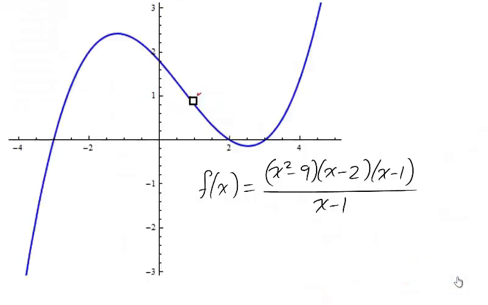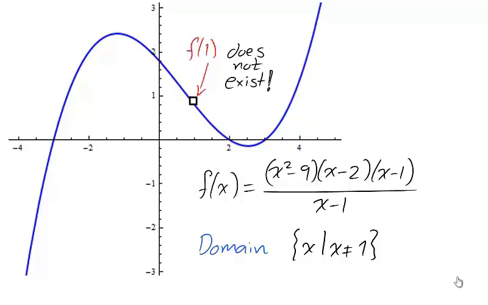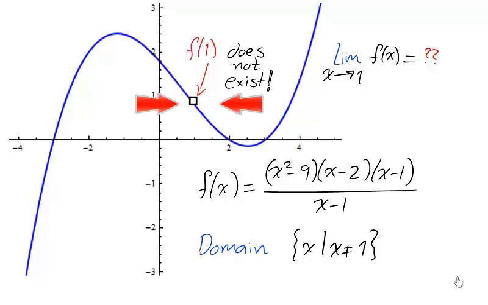Let's investigate the rational function f. The domain of this function is all real numbers except 1, as division by 0 is undefined. F of 1 doesn't exist, but what is the limit as x approaches 1? In our graph, the values about x equals 1 are trending towards y equals 1.